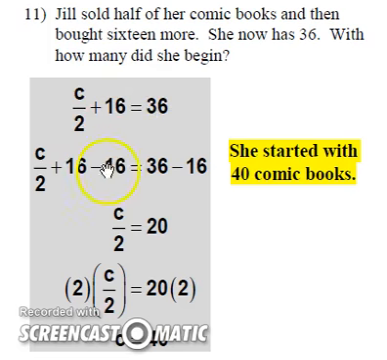So what do we do? Let's get the constants on the same side. So we subtract 16 from both sides, get 20, and then let's get rid of that denominator by multiplying both sides by 2. That gives us C equals 40. So she started with 40 comics.